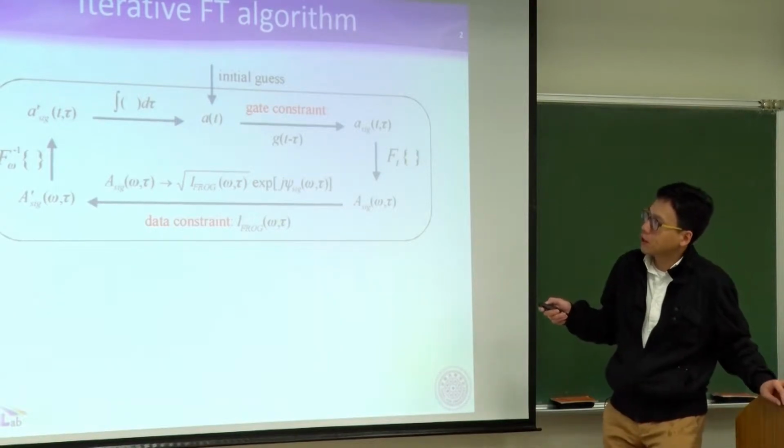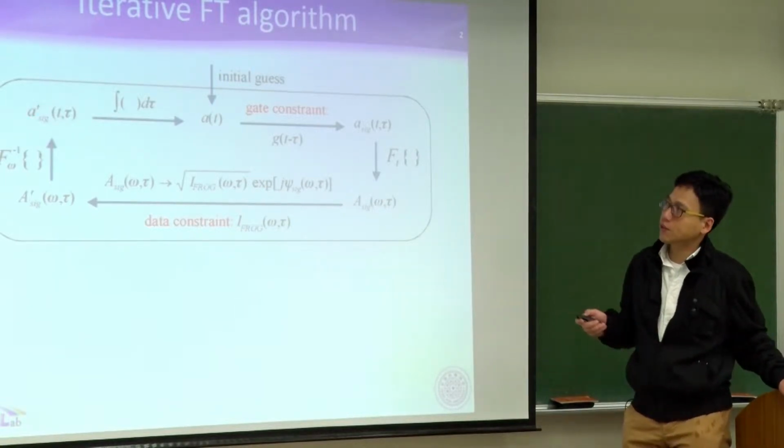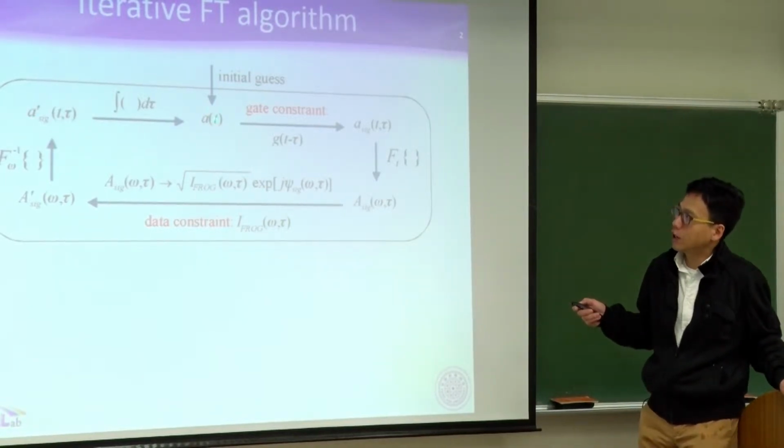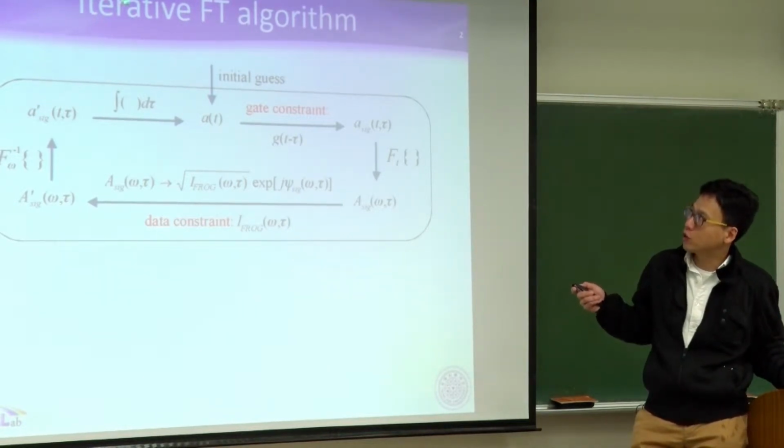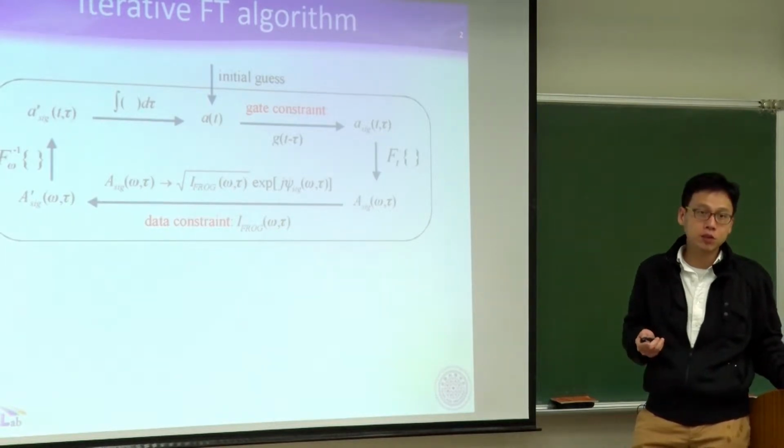it means the update from the updated gated signal field to A of t, the new electric field. In the original iterative Fourier transform algorithm, we did it by a simple integration.